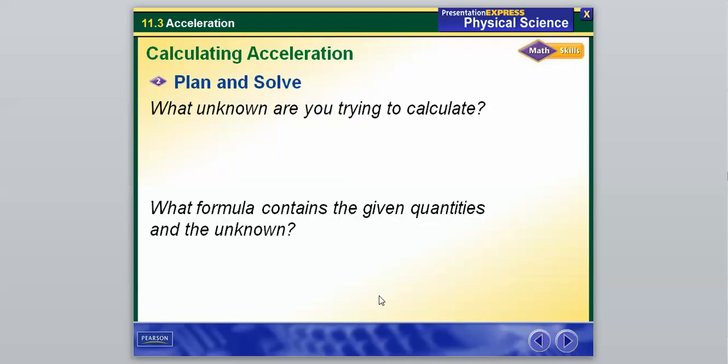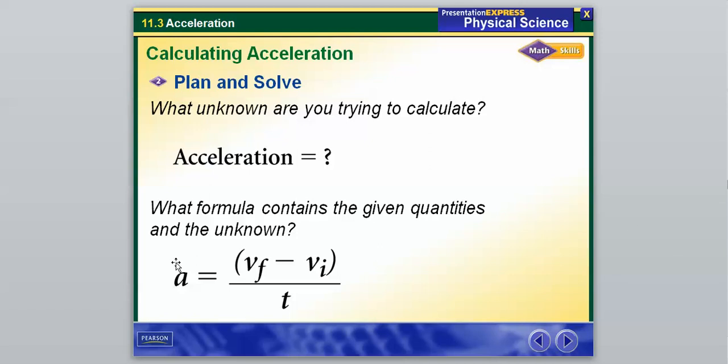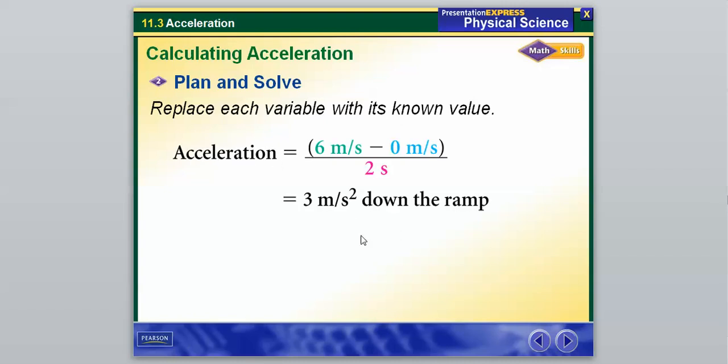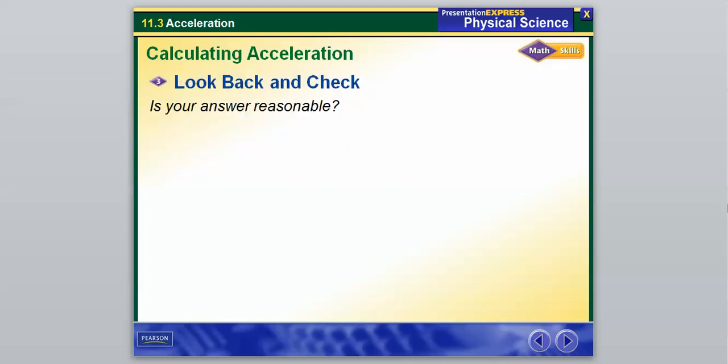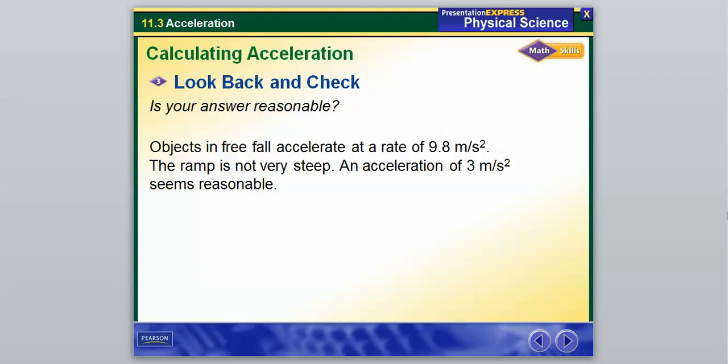Our next step is, what unknown are we trying to calculate, and what formula contains the given quantities and the unknown? We're trying to figure out acceleration, and the formula we need to use is right here, the only one we've been given. Acceleration equals our final velocity minus our initial velocity all over time. Now we replace our variables. We have 6 meters per second minus 0 meters per second all over 2, and that gives us 3 meters per second squared down the ramp. That is how we calculate the acceleration. That's a pretty simple example, but I think it does the trick. The last step is, is your answer reasonable? Yes, it is reasonable, because the ramp is not very steep, which there's no way for you to really know, but an acceleration of 3 meters per second squared does seem reasonable.